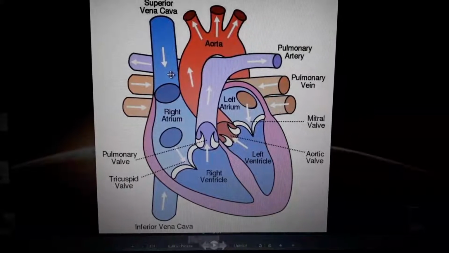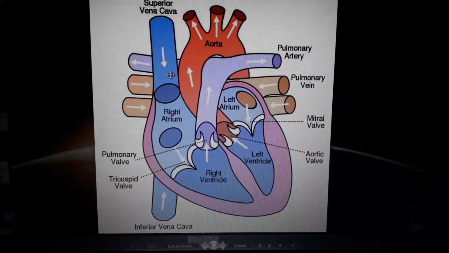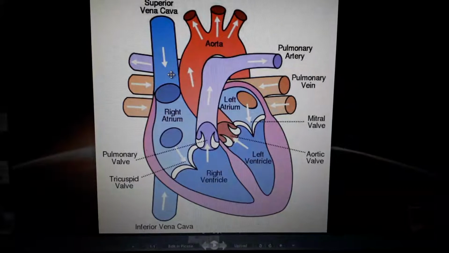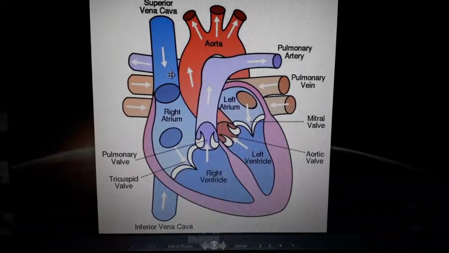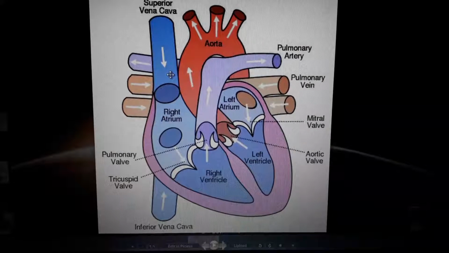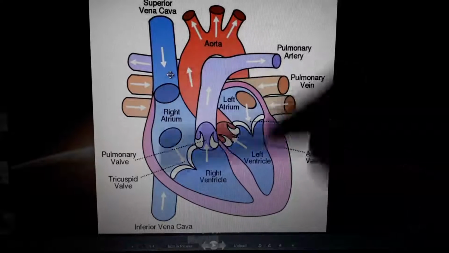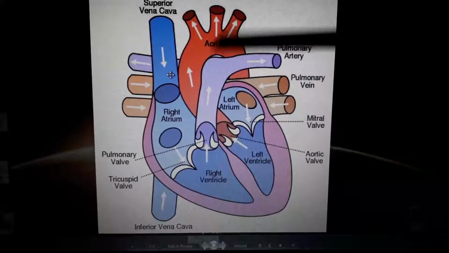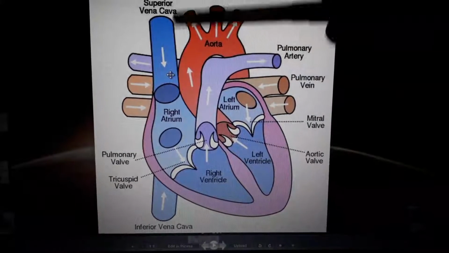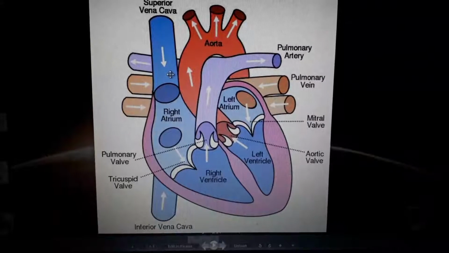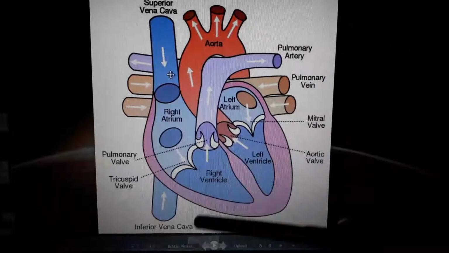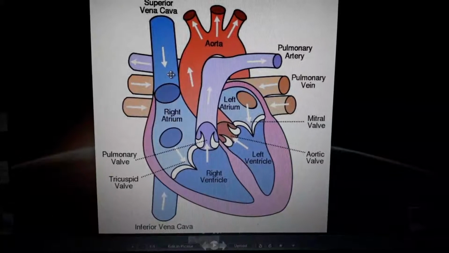So the next one is vena cava. Okay, vena cava, another vein. Two types of vena cava are there. They are the biggest veins in our body. One is superior and one is inferior. Superior vena cava takes blood back from the upper part of our body, and inferior vena cava takes blood from the lower part of our body.